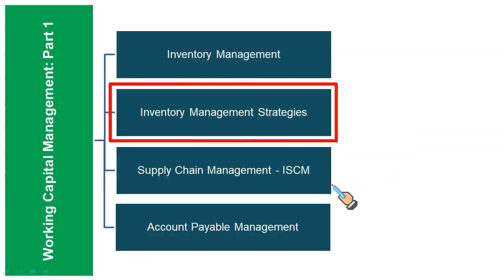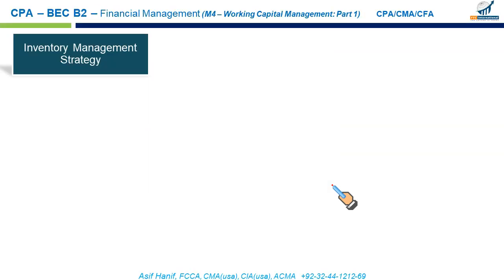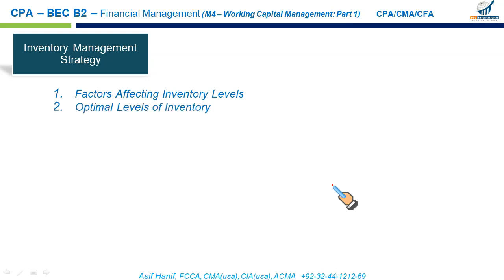Okay, now next topic we have is the inventory management strategies. What we will be covering in this are factors affecting inventory levels, what should be the optimal levels of inventory, safety stock, and reorder points. So let us first discuss the factors affecting inventory levels.